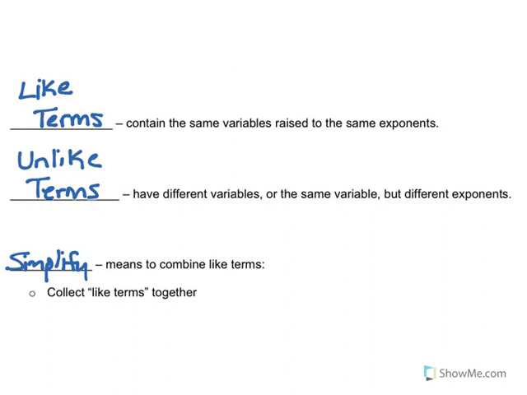But unlike terms have different variables. So let's say A and B. Or they'll have the same letter, A and A, but one might have an A squared and the other one might have an A cubed. So they'll have different exponents. In those cases, you're talking about two completely different things, apples and bananas, and you can't put them together. So they have to have the same variables and the same exponents to be able to be simplified. And so the last word you'll see, simplify, means just combining like terms together.